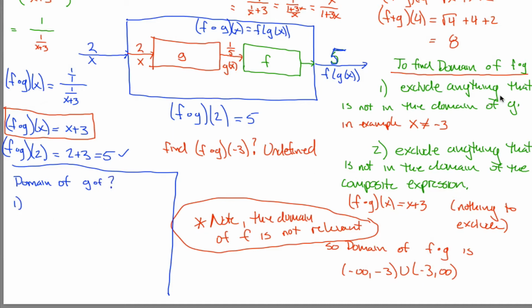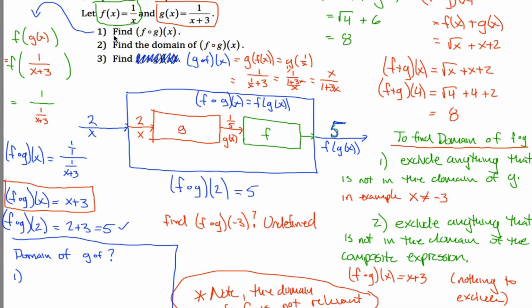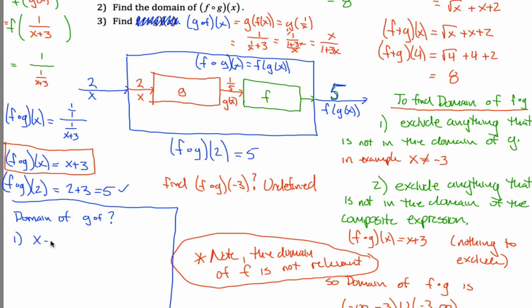From step 1 here, I'd want to exclude anything that is not in the domain of f this time, because f is the second function written. F is the inner function. So what numbers are not in the domain of f? Well, here's f right here. 0 is the only number that's not in the domain, so I get x does not equal 0.